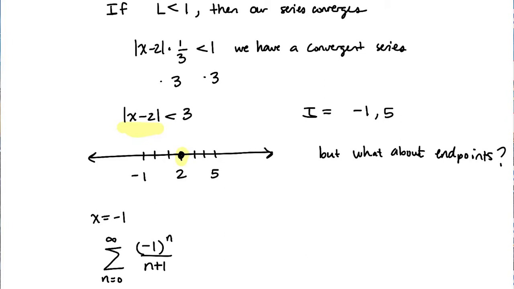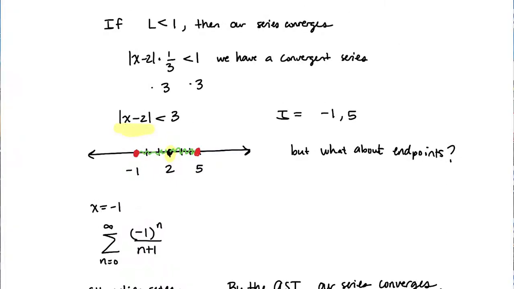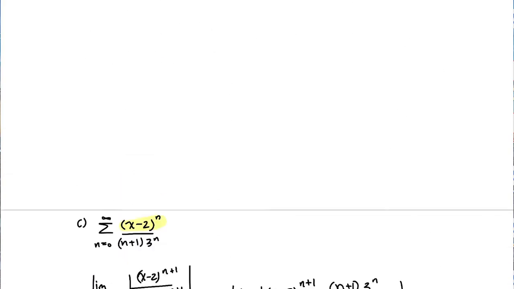Okay, next, the radius says that you're convergent for all of these values interior to this interval. So anything inside here, it'll be convergent for. And we showed that the endpoints were not convergent. Okay, so this kind of covers all 3 possibilities that we can have for finding the interval and radius of convergence.